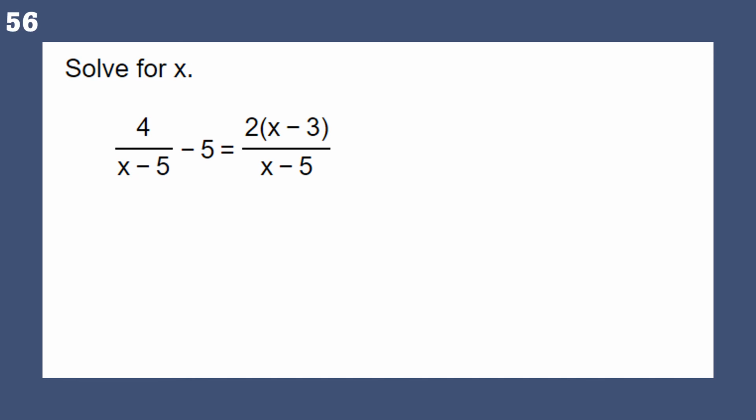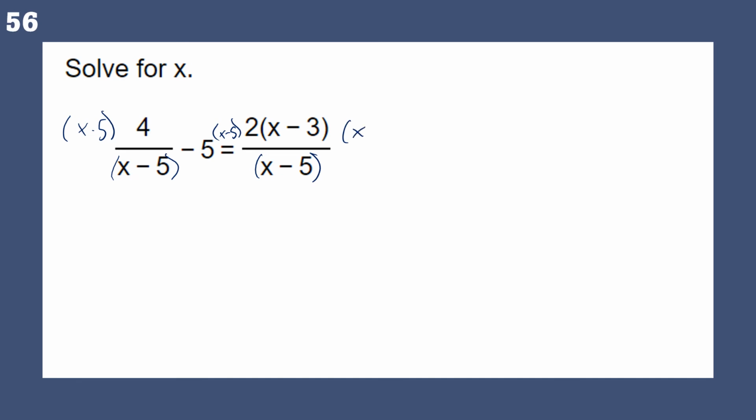Solve for x, we have three things there, but notably, these two have a denominator. They actually have the same denominator. So what we're gonna do is we're gonna multiply everything by that LCD, that least common denominator. Now that means if I multiply everything by x minus 5, it's still an equation, it still is equal.